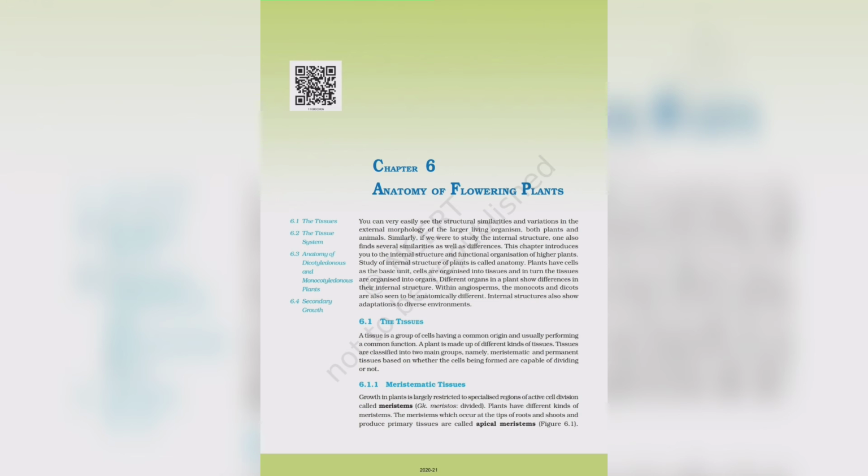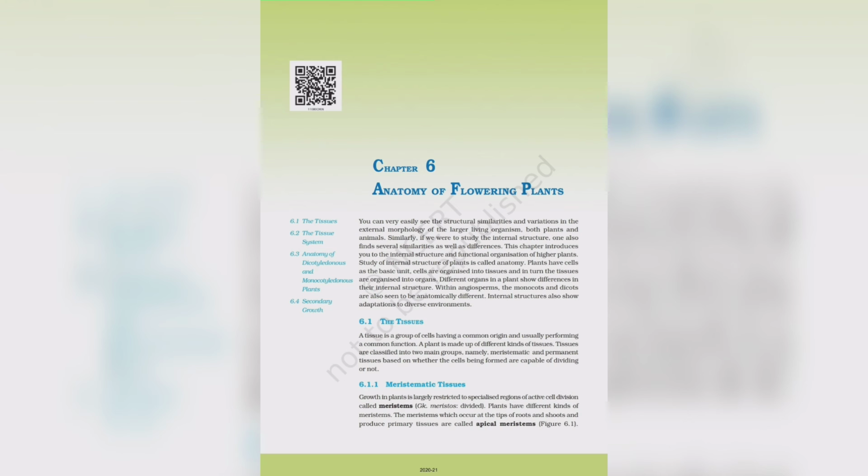6.4.1.1 Formation of cambial ring. In dicot stem, the cells of cambium present between primary xylem and primary phloem form the intrafascicular cambium. The cells of medullary rays adjoining this fascicular cambium become meristematic and form interfascicular cambium. Thus, a continuous ring of cambium is formed.